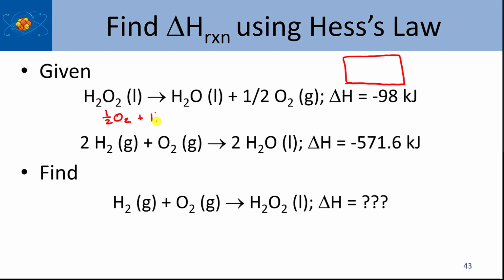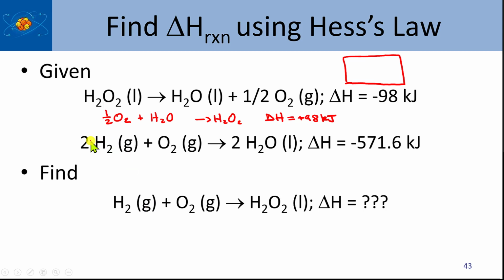plus H2O liquid makes H2O2 liquid. Oh, and I can leave that out because I just said I was going to leave the states out. And the energy for that process is what? Well, since I flipped it around, that process would be plus 98 kilojoules. Okay. Now, notice this reaction. I have hydrogen on this side, and hydrogen only shows up in one place, right? It only shows up on the left side over here.